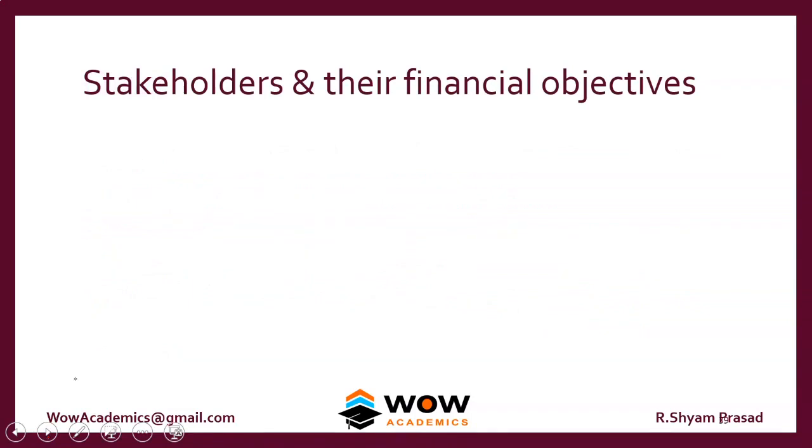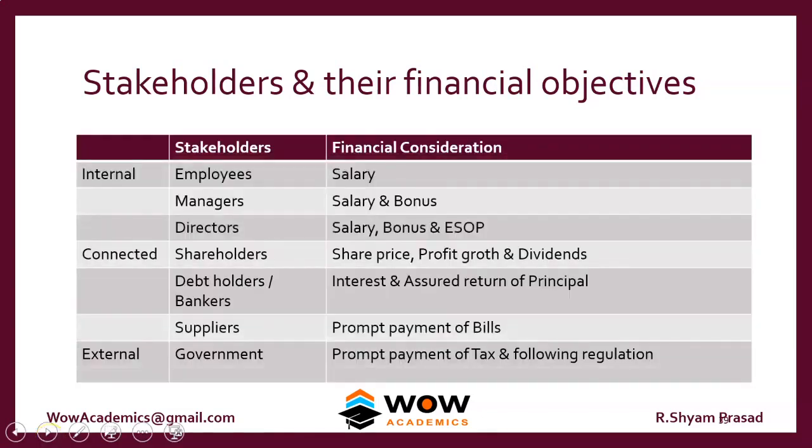So we'll discuss in this slide the various stakeholders and their financial objectives. Here we have internal stakeholder, connected, and external stakeholder. Within internal, we have employee. Employees want salary. Managers want bonus and salary. Directors want salary, bonus, and ESOP. Shareholders want share price, profit growth, and dividends. Debt holders want interest and principal. Suppliers want prompt payment of bills. Government wants their tax and following their regulations. So this is where the financial manager has to play a kind of role where he wants to satisfy all the stakeholders and still make everyone happy.